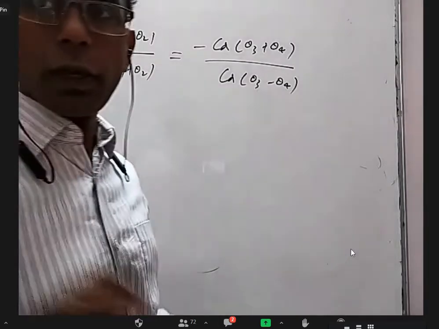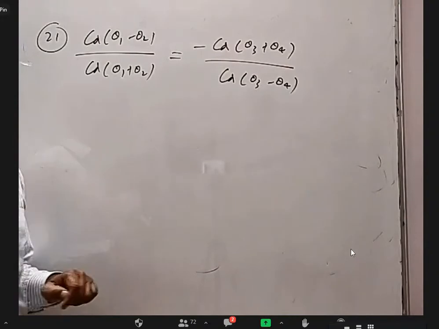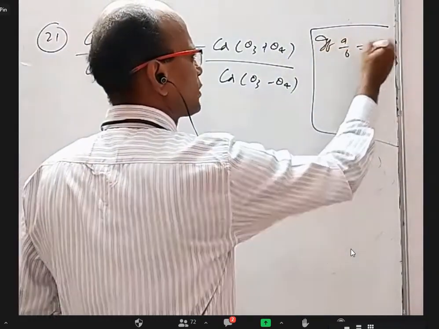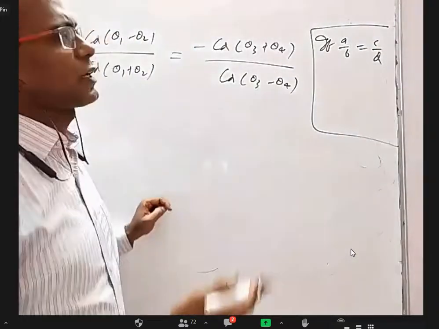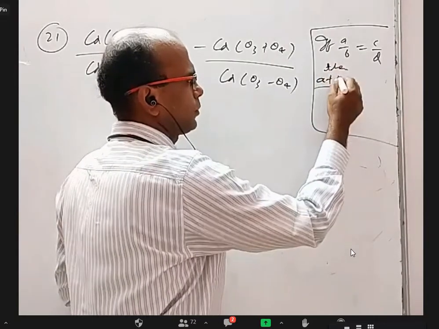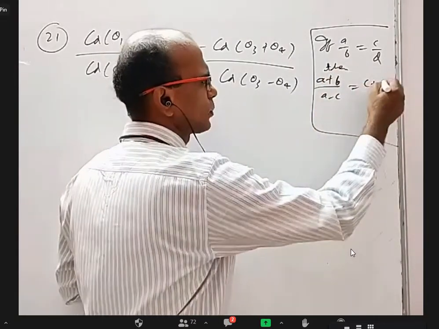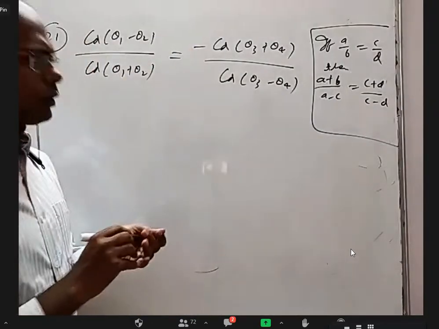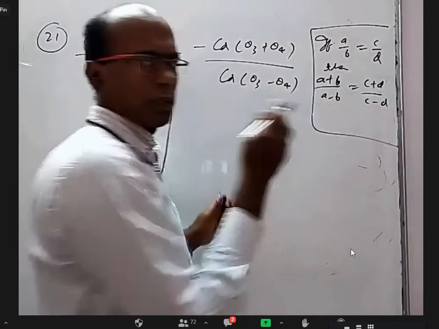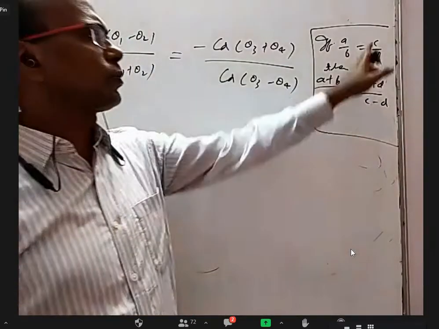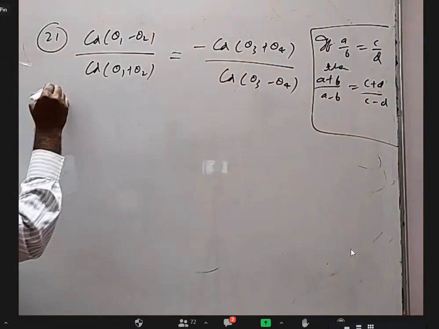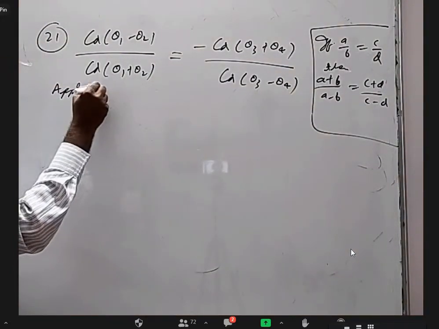Yes, sir. So basically in componendo dividendo, what I said is if A by B equal to C by D, if two ratios are equal, you can write A plus B by A minus B equal to C plus D by C minus D. That is numerator plus denominator by numerator minus denominator for the LHS is equal to numerator plus denominator by numerator minus denominator for RHS. If I do that here, apply componendo and dividendo.